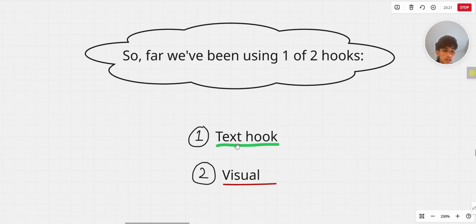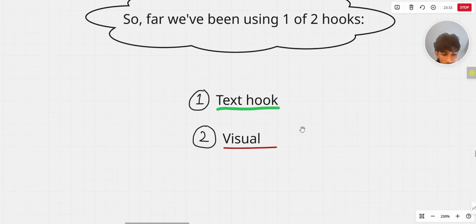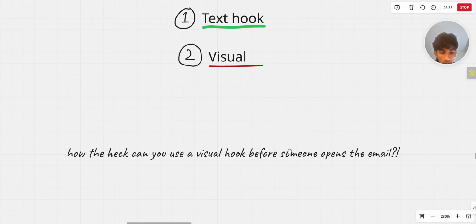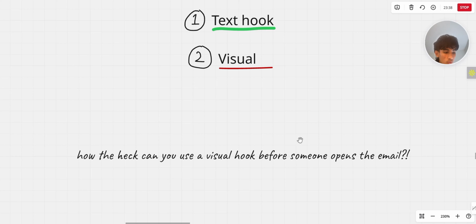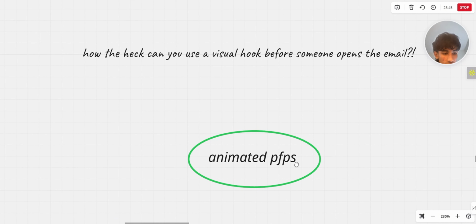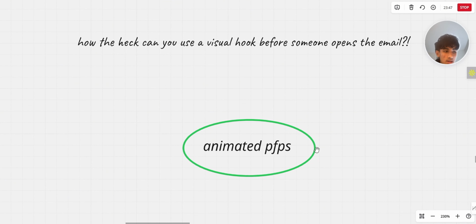And by the way, this is something I've only seen one person use. I'm subscribed to hundreds of email lists. I've only seen one 8-figure entrepreneur use this, and he's one of the best email marketers that I know. Now, you're probably wondering, how do you even use a visual hook before someone opens an email? How's that even possible? Email is all text-based, right? Well, that's using animated profile pictures. What are animated profile pictures, you're probably wondering? It's essentially just a face shot of you, your regular profile picture, but it's moving.